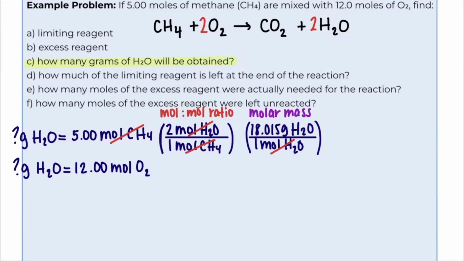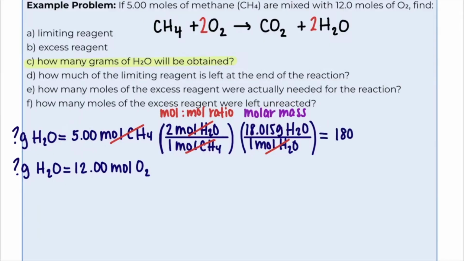Now let's put all this into our calculator, right? So we have 5 times 2 times 18.015, and you end up getting about 180.15 grams of H2O.